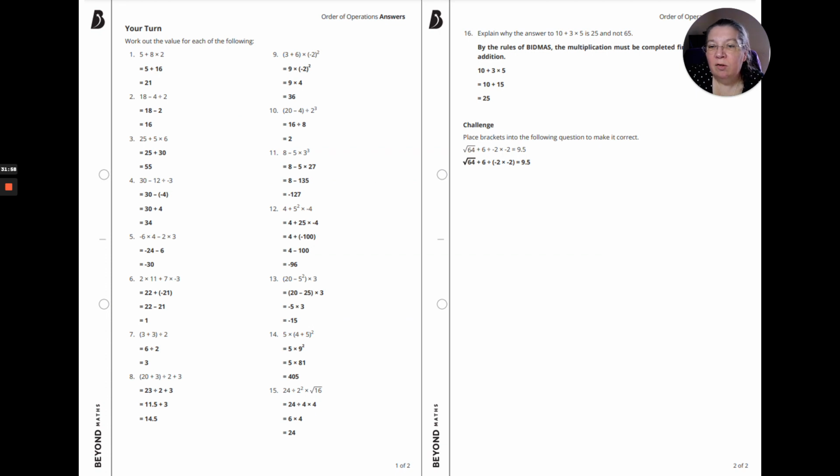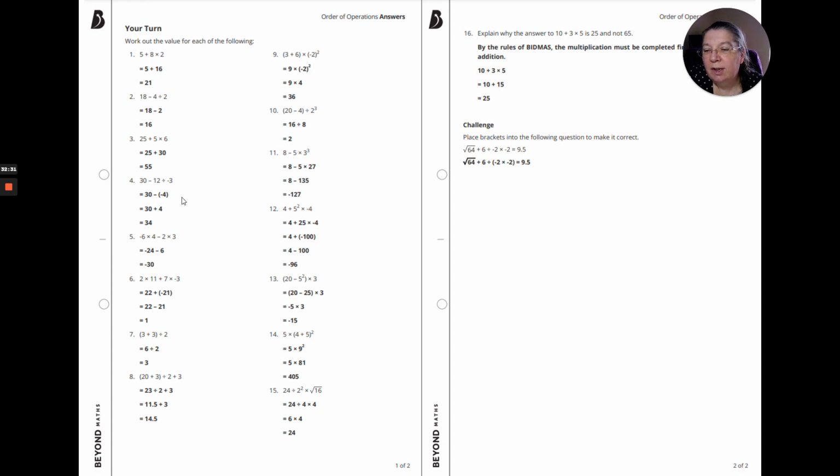So here are all the answers on those BIDMAS questions. I think they are quite straightforward to look at. I'll very briefly go through them. So question 1, we needed to do the multiplication first. So our answer was 21. Question 2, we needed to do the division first. So our answer was 16. Question 3, multiplication first. So our answer was 55.